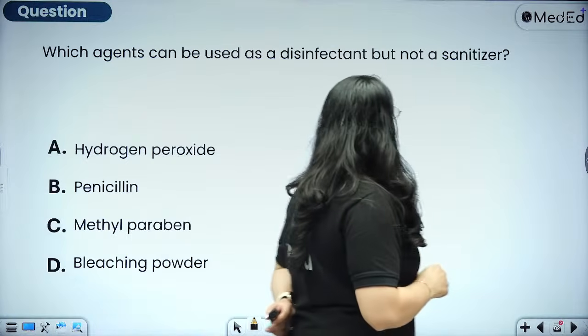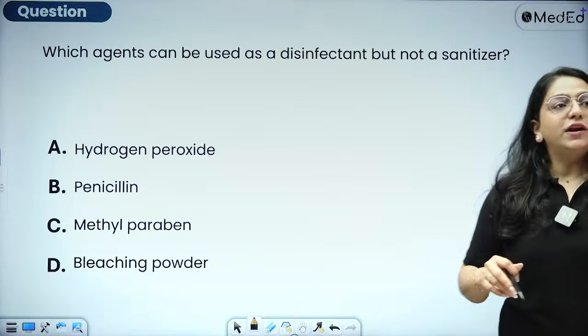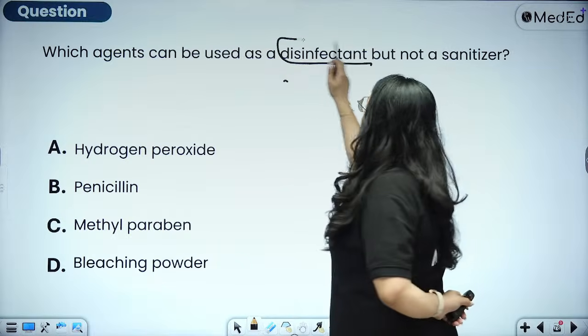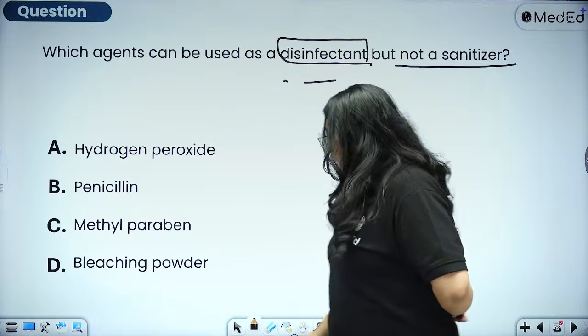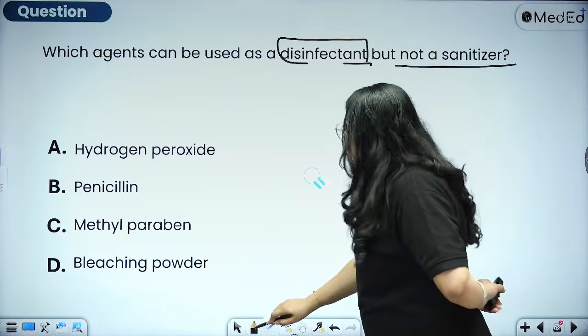Which agents can be used as disinfectant but not as sanitizer? Disinfectant but not a sanitizer? Come on. What is a disinfectant and what is a sanitizer?